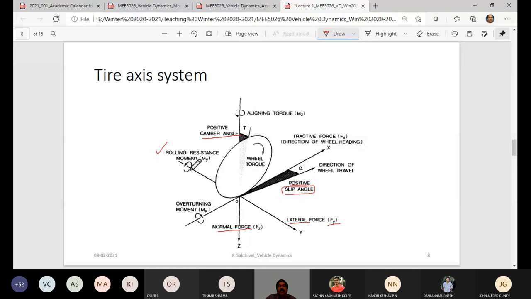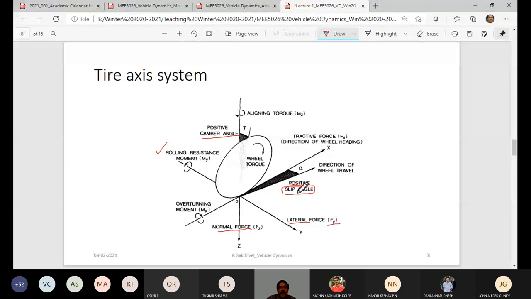And this force also can create a moment called the rolling resistance moment about the Y axis. The moment about the X axis is what is called the overturning moment. And the moment about the vertical axis is called the aligning torque moment, aligning torque. Right? So this is the tire axis system. So where is this axis in your vehicle ground system? It is fixed at the contact patch center.